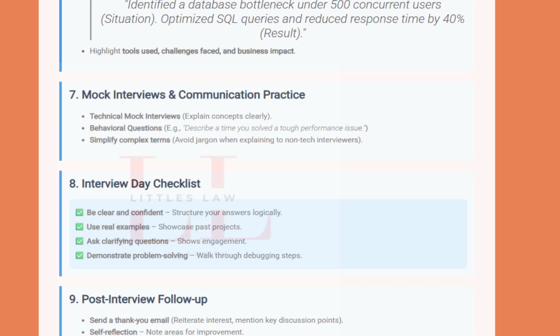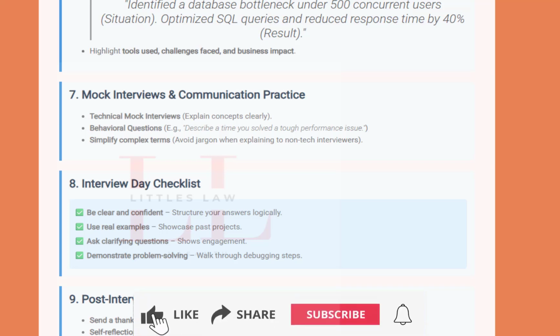Use real examples. Yes, so you have to demonstrate practical experience. Ask clarifying questions, so show engagement and analytical thinking. Demonstrate problem solving, where you walk through how you would debug a performance issue. And finally, a few pro interview tips which no one else will share.